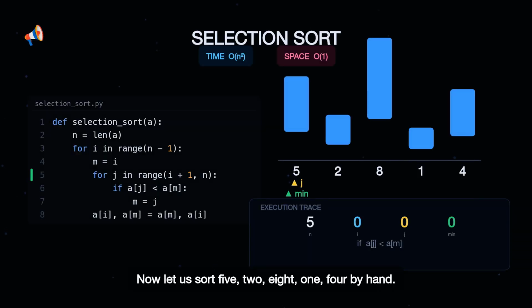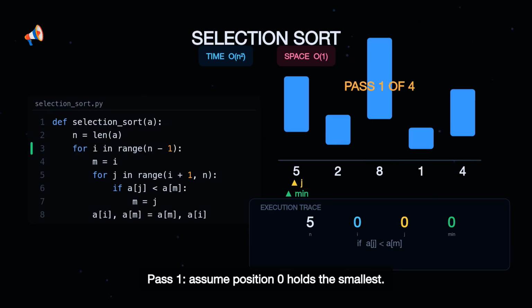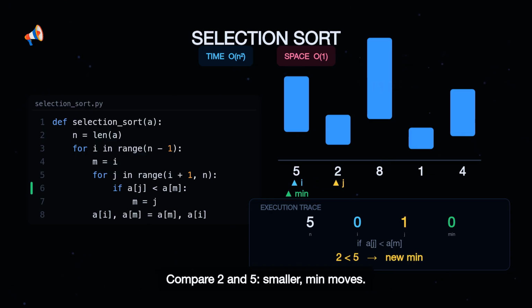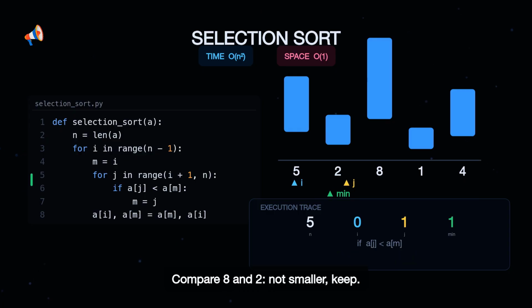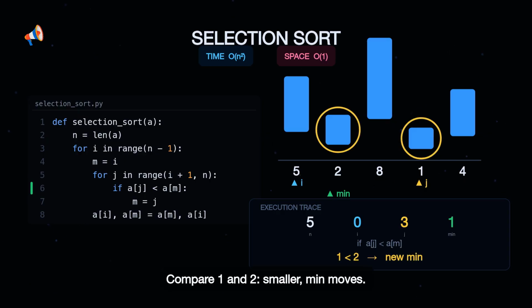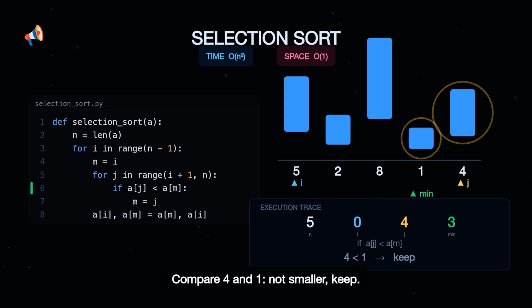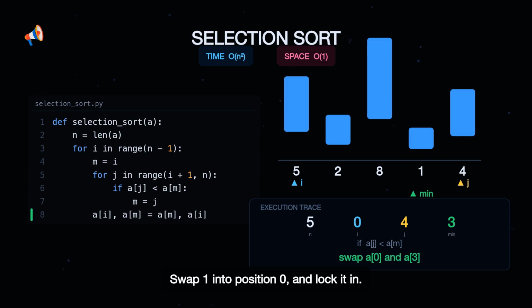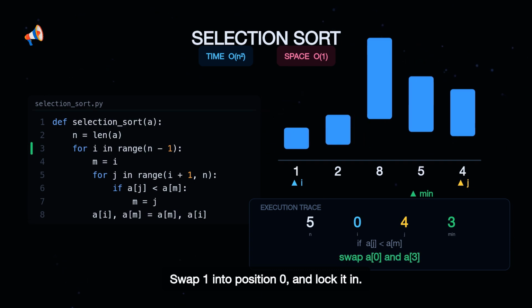Now let us sort 5, 2, 8, 1, 4 by hand. Pass 1. Assume position 0 holds the smallest. Compare 2 and 5. Smaller, min moves. Compare 8 and 2. Not smaller, keep. Compare 1 and 2. Smaller, min moves. Compare 4 and 1. Not smaller, keep. Swap 1 into position 0 and lock it in.